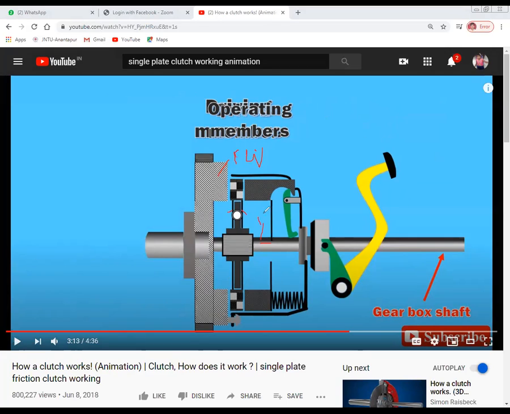This one is the hub, which is directly connected to the clutch plate. So this is the shaft which is connected to the engine shaft, right? This is the engine shaft. This is the clutch pedal. There are the springs, the lever, and this is the pivot lever. So just observe how the working principle is taking place here.